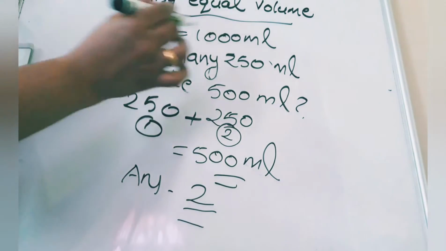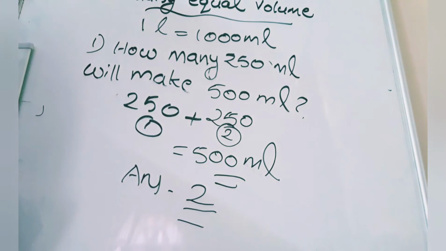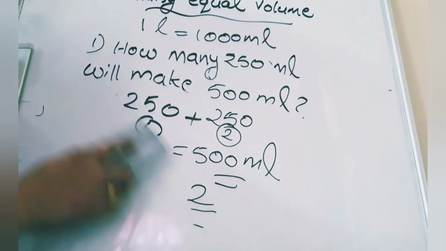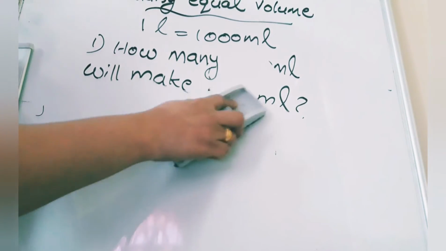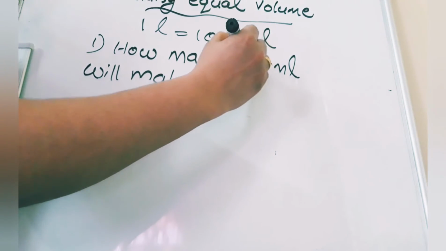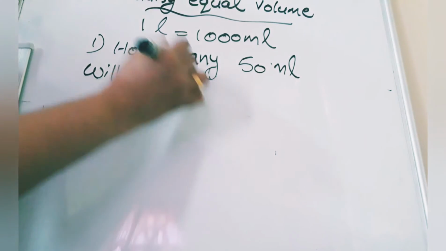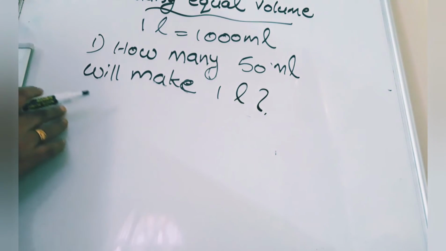Keep in your mind: 4 times 250 is equal to 1000. Right? Now there can be another question like this. How many 50 ml will make 1000 ml or 1 liter? How many 50 ml? 50 ml means it is a smaller quantity, right? How many 50 ml will make 1 liter?